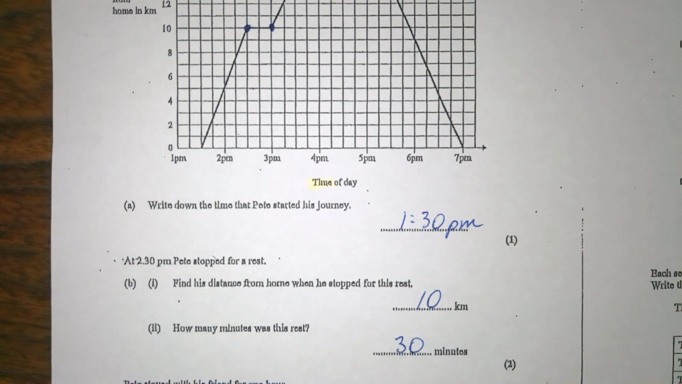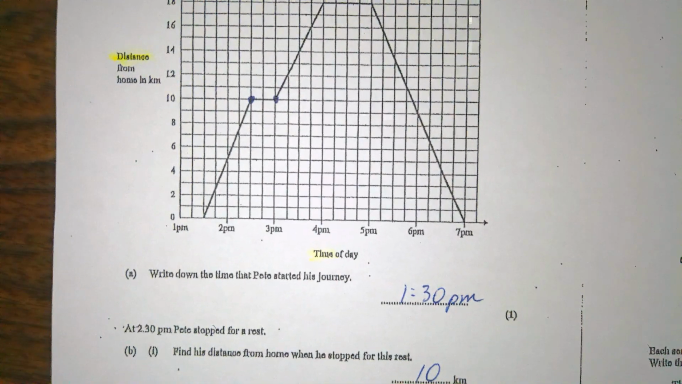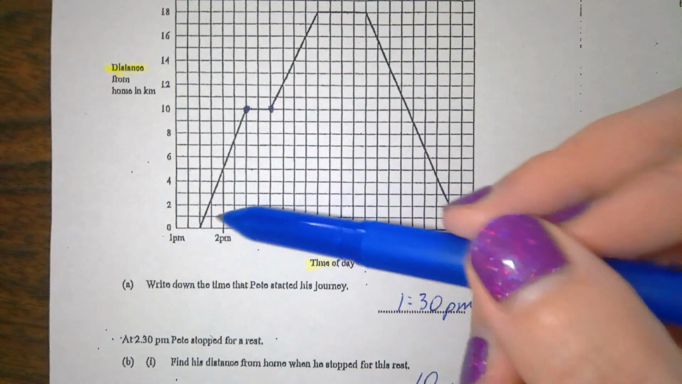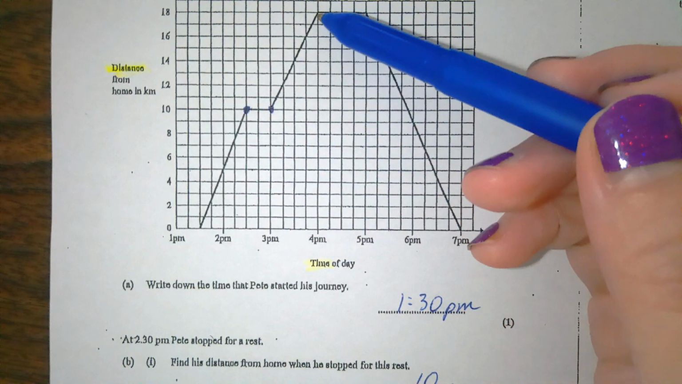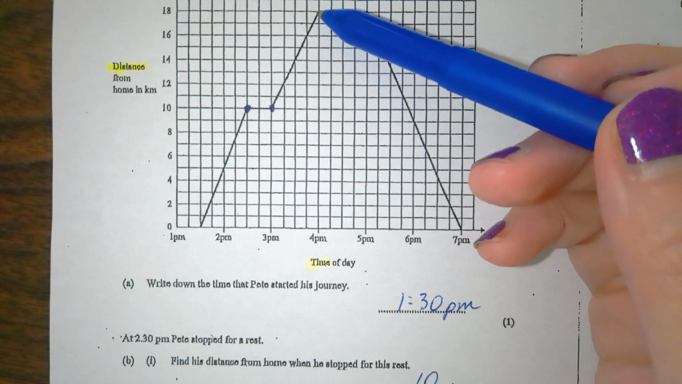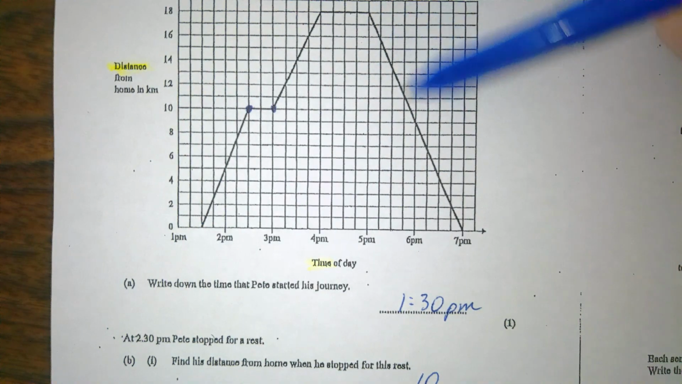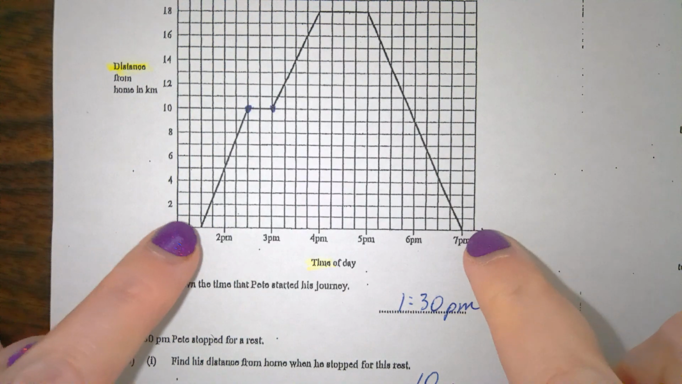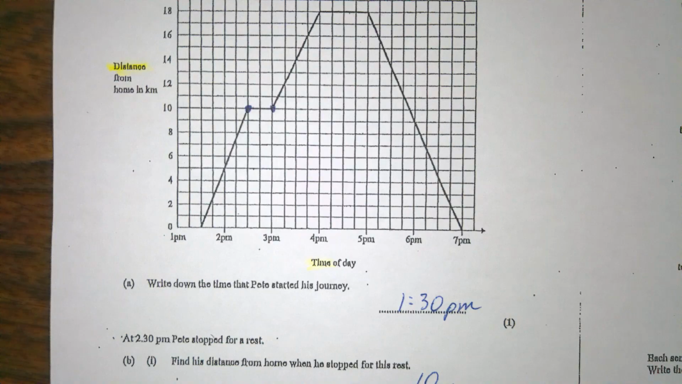And then for the whole journey, how far did he travel? 36, right? That's right. So on the way there he took 18, and on the way back he took another 18. So in total, that's 36 kilometers in 6.5 hours. No, 5.5 hours.